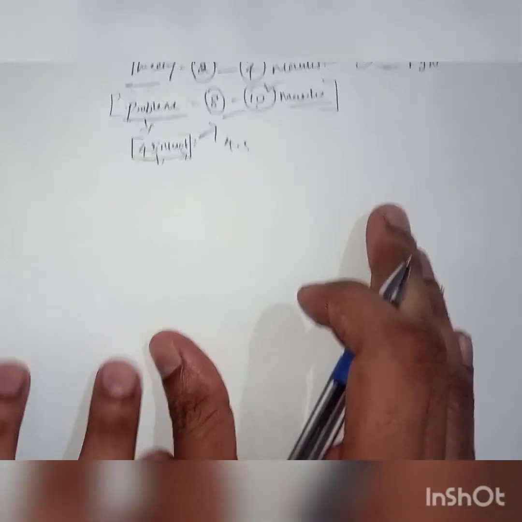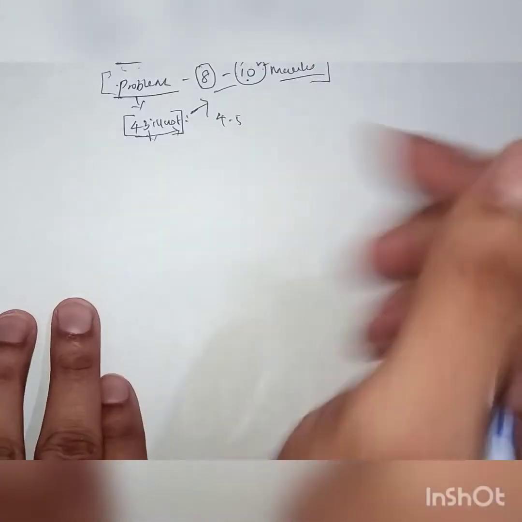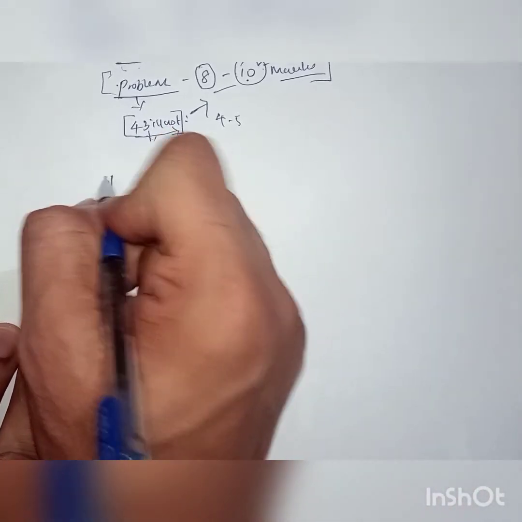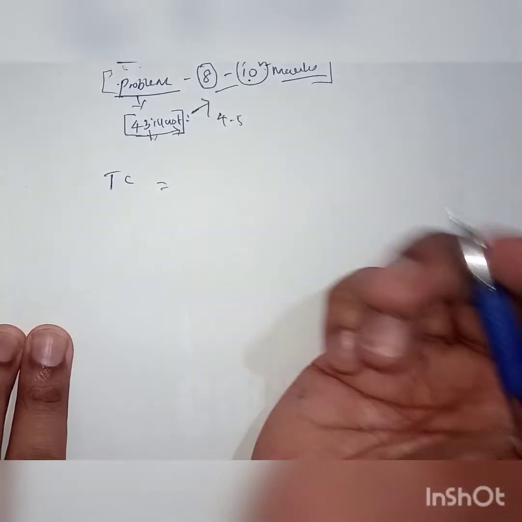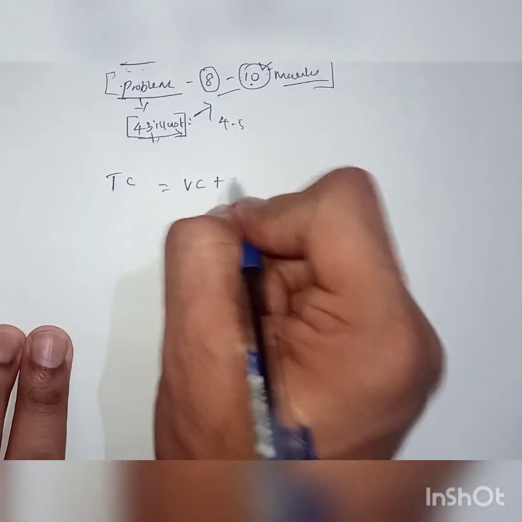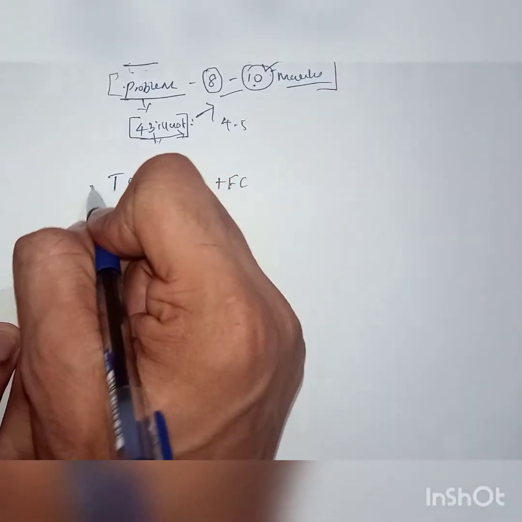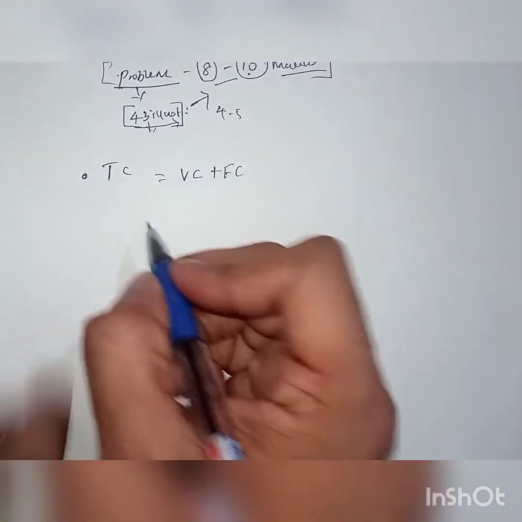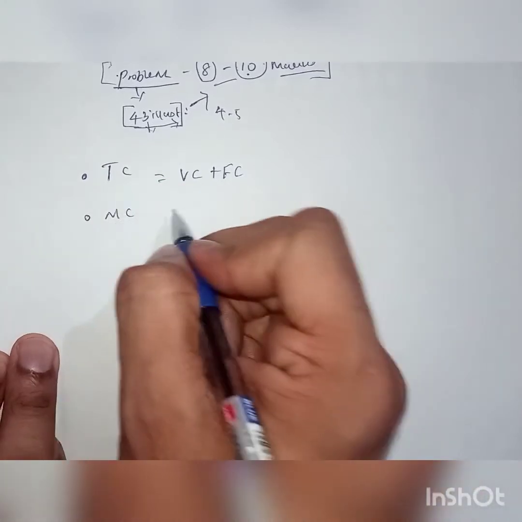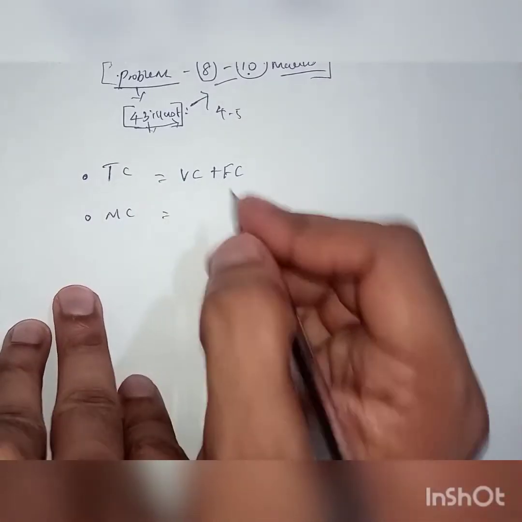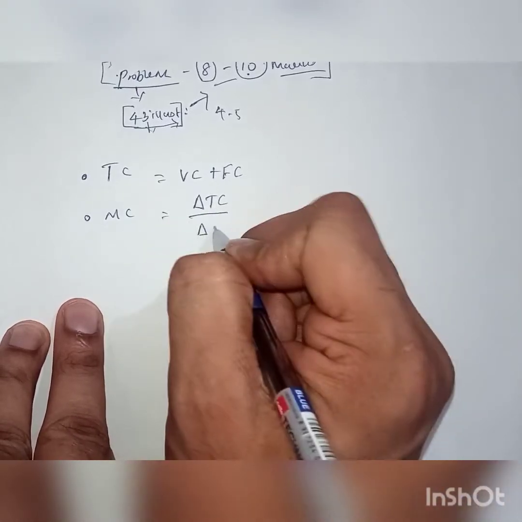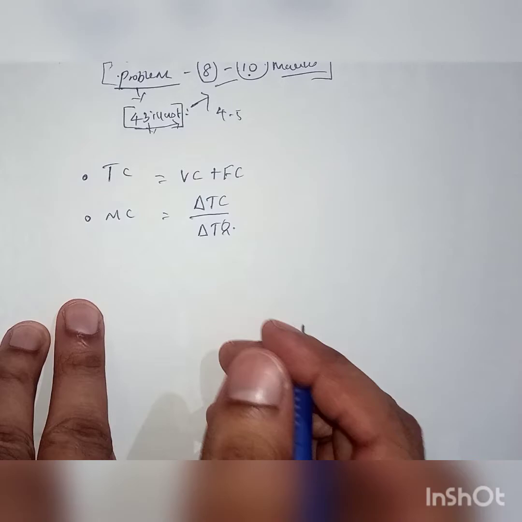What you have to remember here is some of your basics in costing. I will tell you. Total cost: what is total cost? We know total cost comprises variable cost and fixed cost, right? We know all these things. Then next is marginal cost. What is marginal cost? Change in total cost divided by change in total quantity.